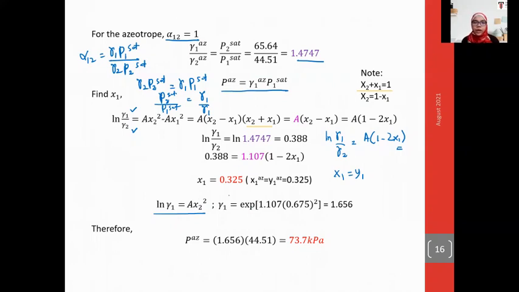You may insert this into the correlation ln gamma_1 equal to A x_2 squared. It gives us the value of gamma_1. And then finally, you can determine the azeotrope pressure using gamma_1 azeotrope times the P_1 saturation.